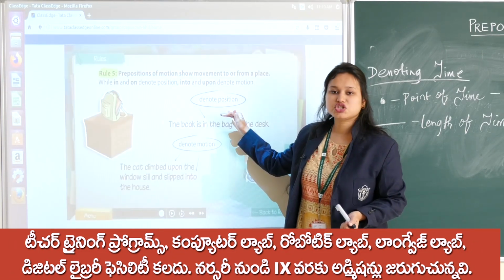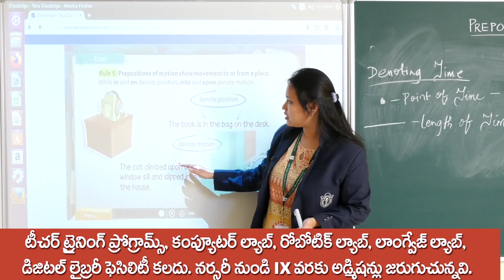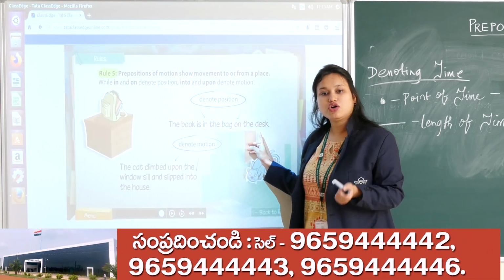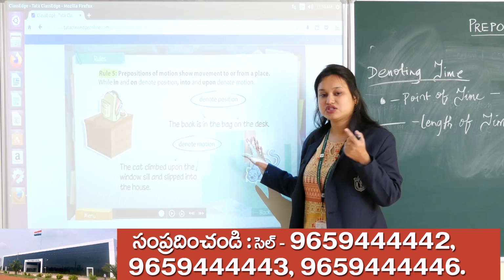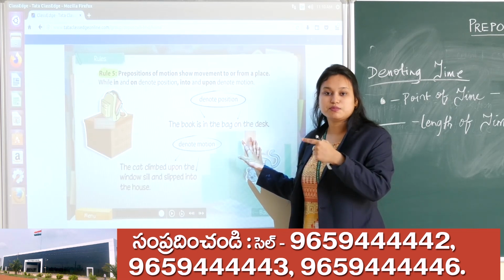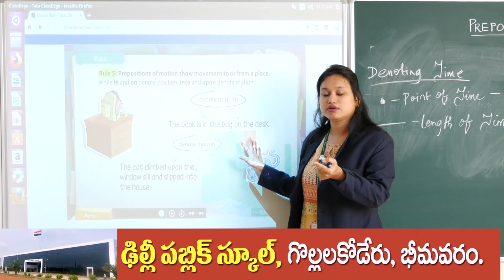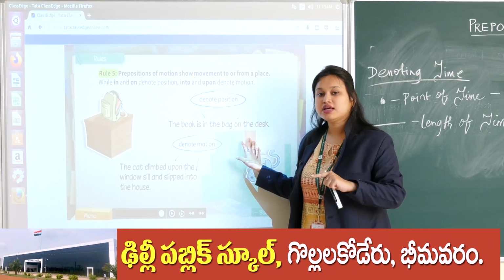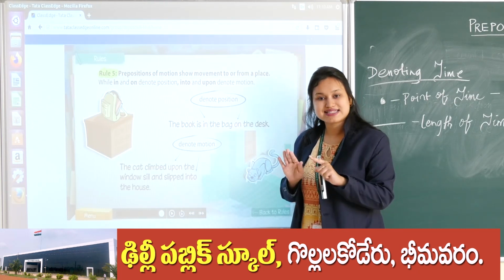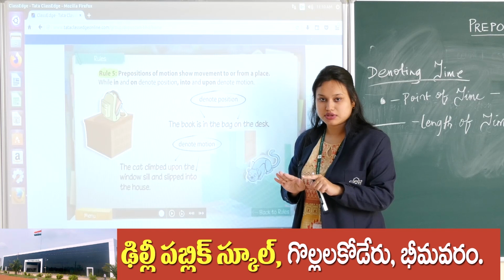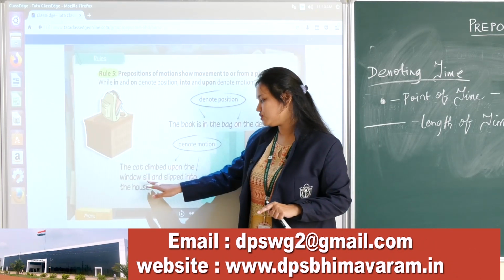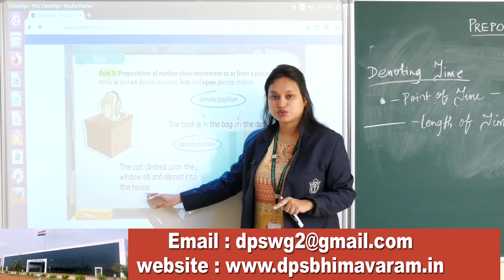Okay, so the prepositions in and on, and into and upon, these are different, okay? So in and on will only show us the position, like the money is in the wallet, kept on the table. So the purse is kept on the table and the money is in the purse, right? So it only showed us the place. No movement is shown, okay? It is standing still, stable. But when we see the cat climbed upon the window sill and slipped into the house, okay?